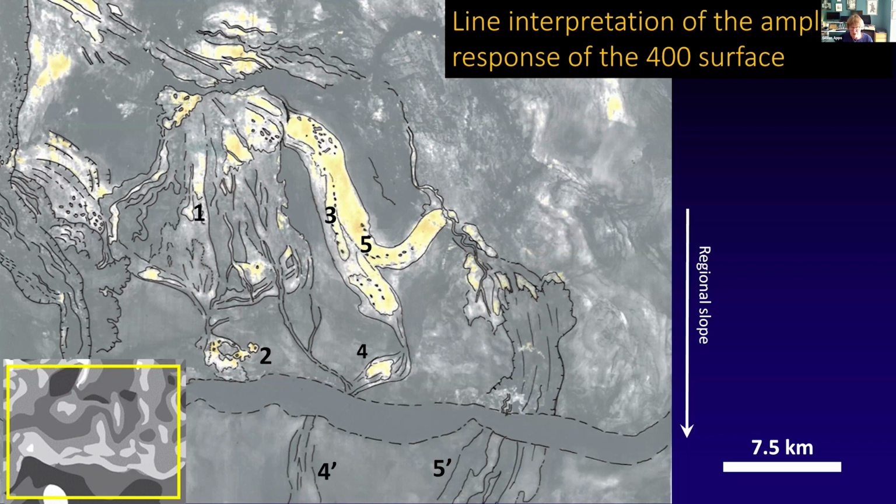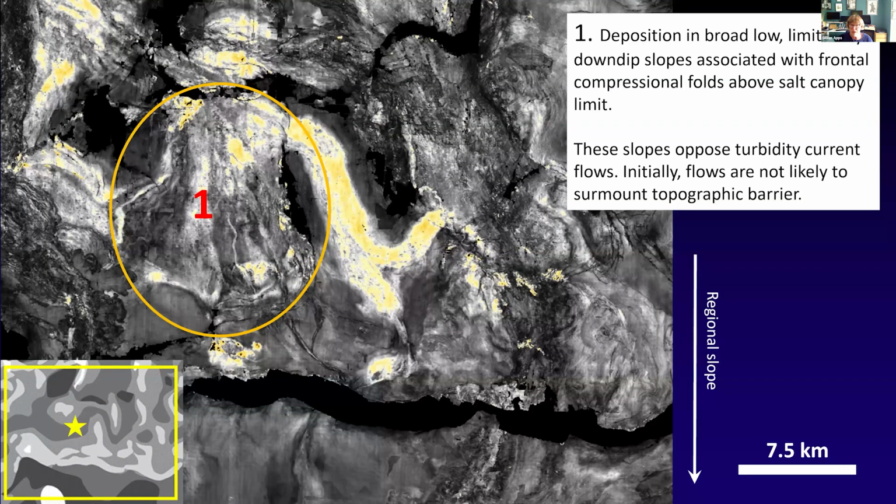Interestingly enough, the mini basins on this terrain here are very similar in scale to that which we see in the Annot system too. So the first area we're going to look at is this broad syncline salt withdrawal basin here, number one. And it's a salt withdrawal basin behind the frontal folds here.